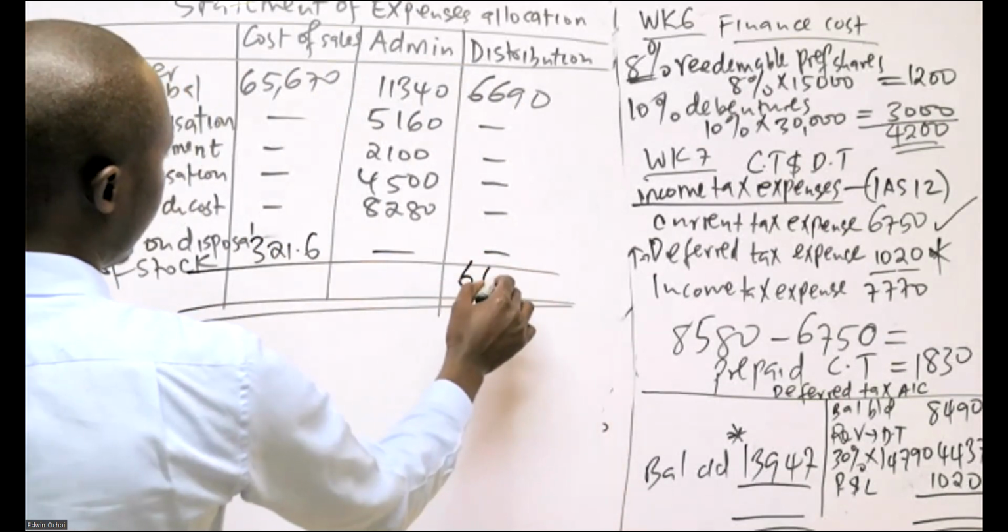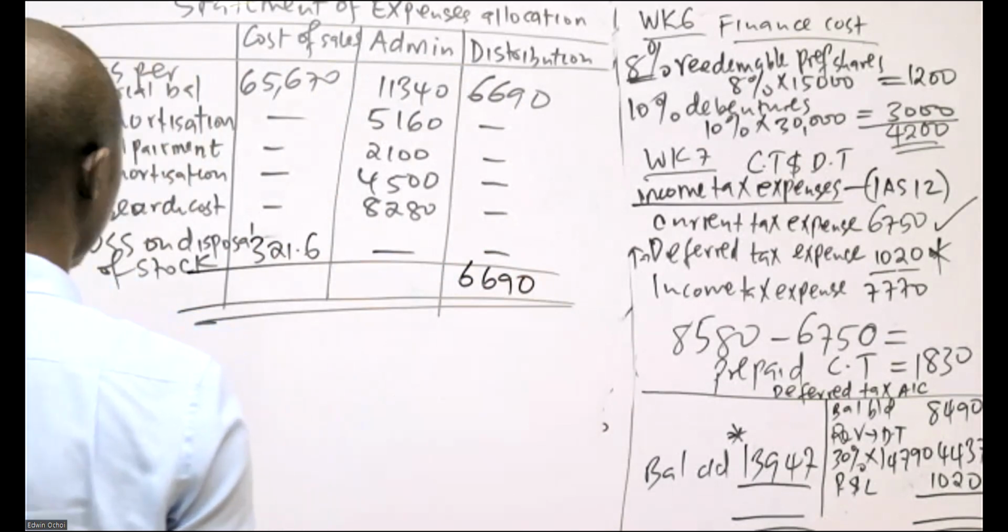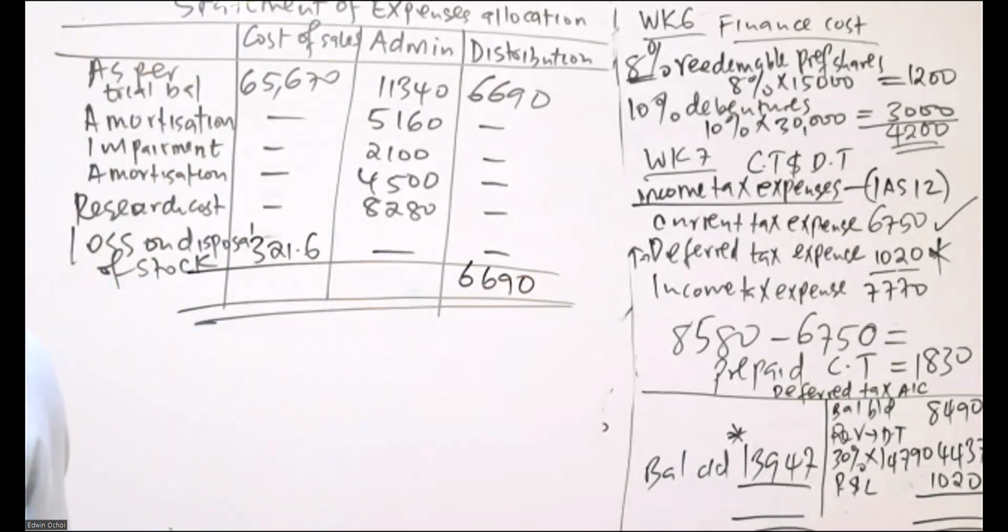Do the subtraction. So this is 690. What about the others? 65,670 plus 321.6.